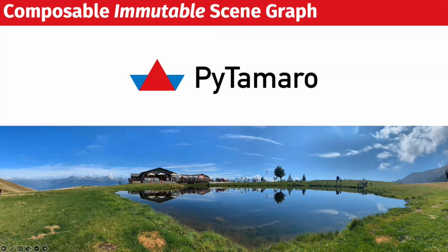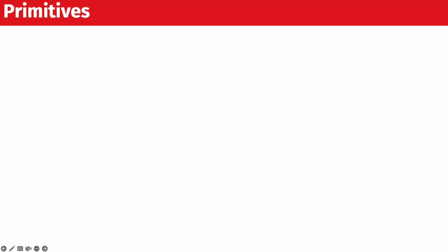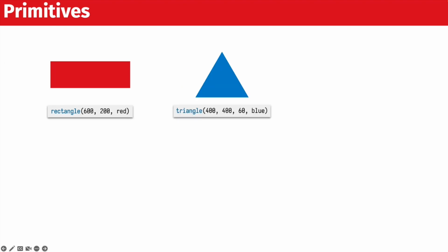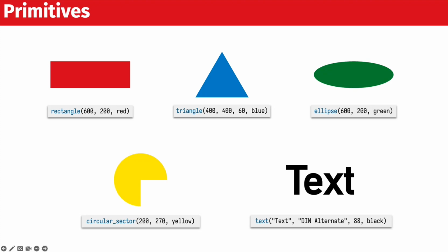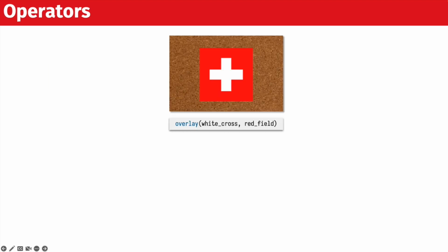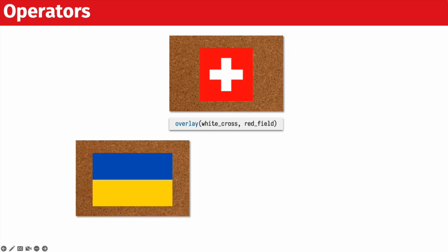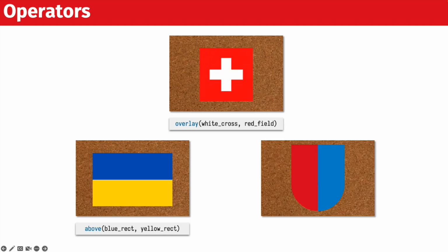We created a library, again, for Python, especially given our target in teaching for high schools, that allows us to compose graphics in an immutable way with a scene graph. We basically start from several simple primitives, such as rectangles, triangles, ellipses, circular sectors, and text. And then we have some operators to combine those. Some of them are really taken from HTML. And so you have overlay. You could overlay a white cross on top of a red field. You could place one rectangle above another rectangle, or you could place two graphics, one beside the other.